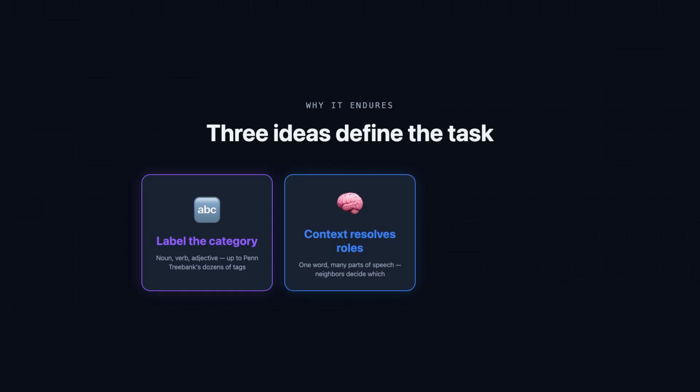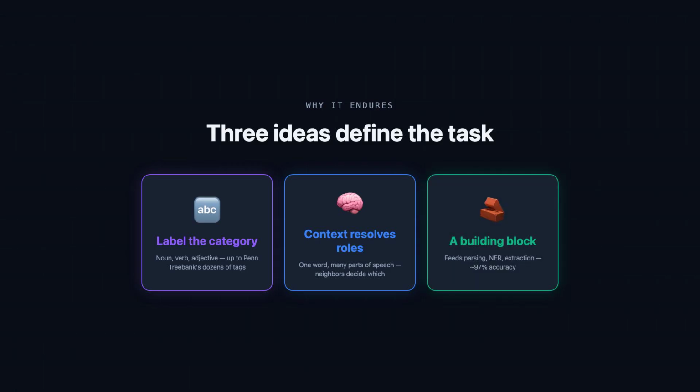Second, context resolves the same word's many roles. Because a single word can play several parts of speech, the tagger must read neighbors to choose, which is exactly why modern systems use neural networks trained on plenty of sentences.